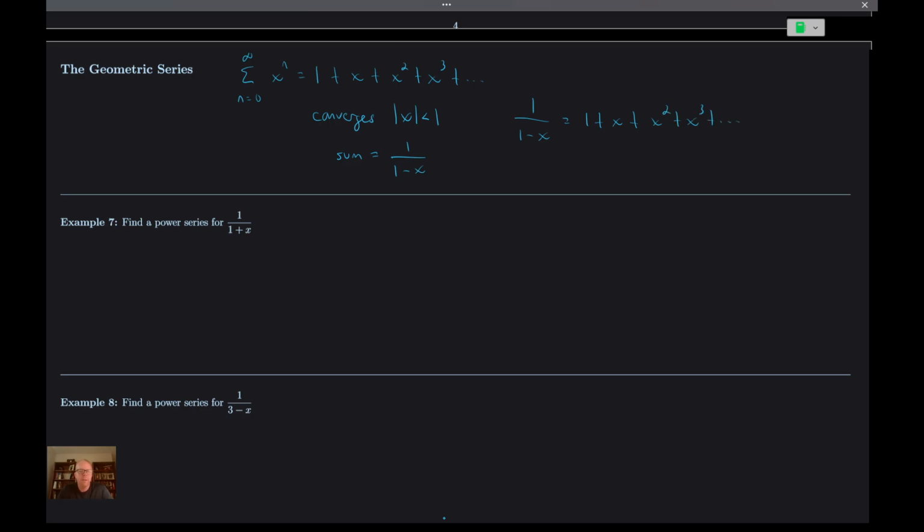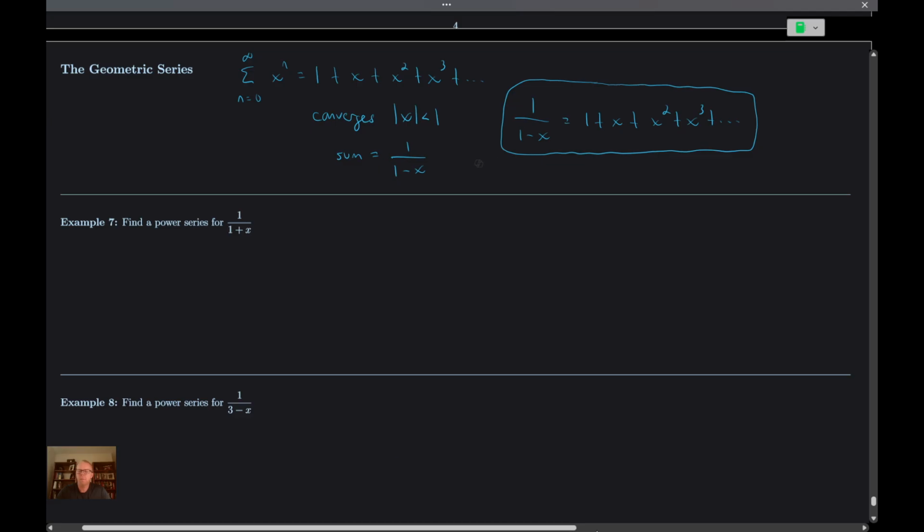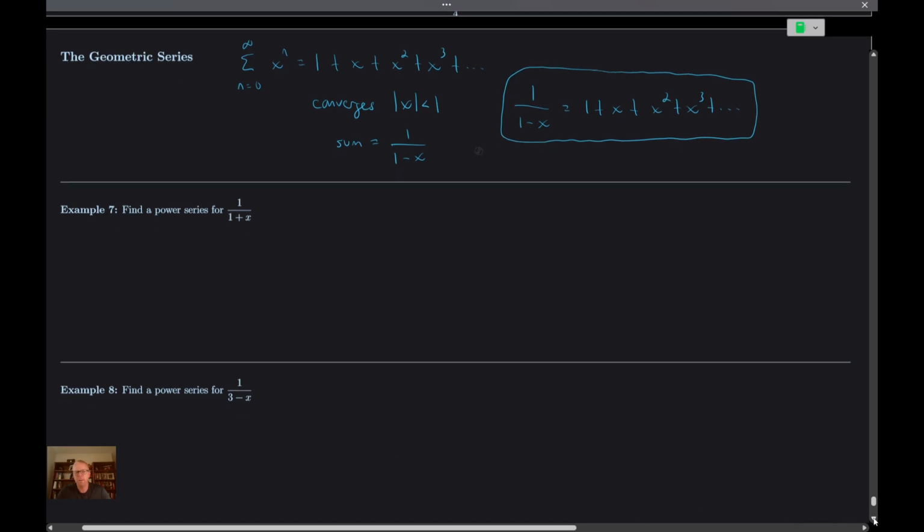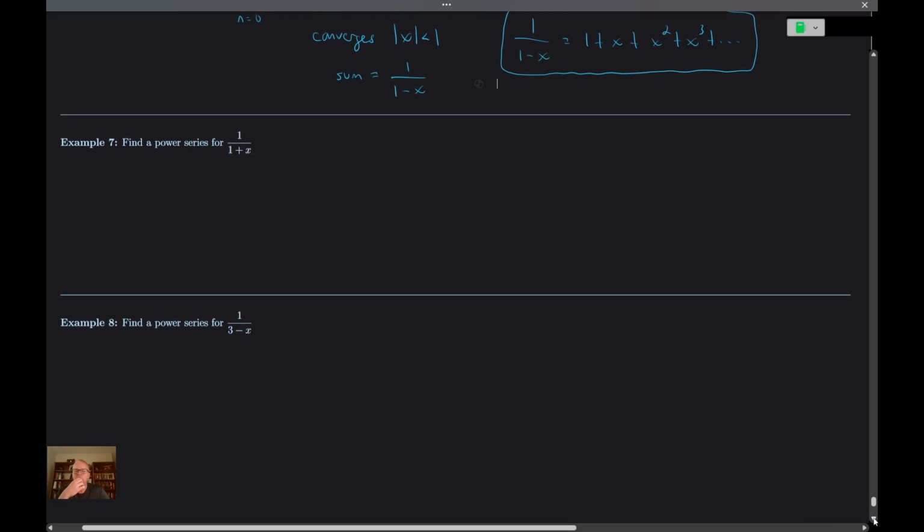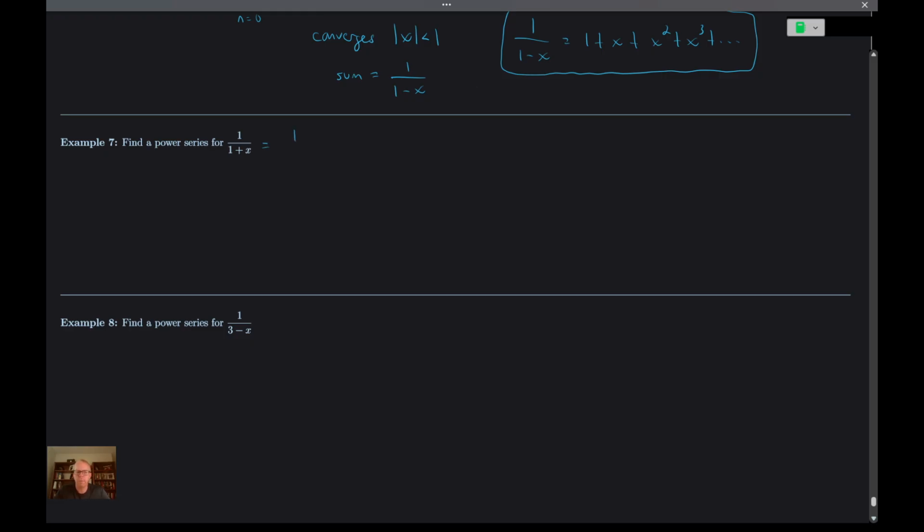Okay, so now we're going to use this basic fact to figure out what power series we can use to define other functions. So we'll start with a very basic one, which is 1 over 1 plus x. So this looks very similar. And in fact, we could rewrite this as 1 over 1 minus negative x. So obviously these are the same. And so now we are in this form, 1 over 1 minus something, in this case minus a negative x.